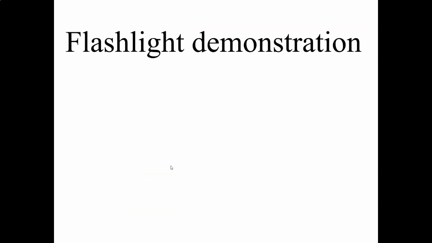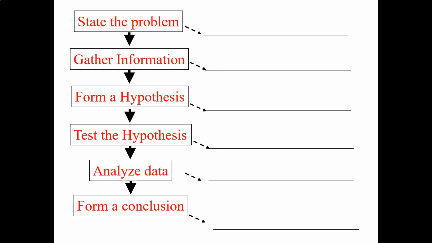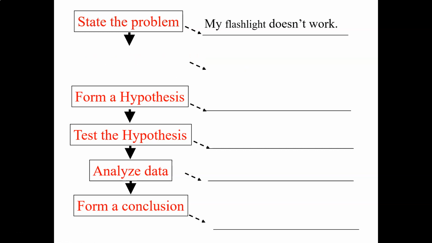And I do that because that's a very quick, concrete way of doing the scientific method. We stated the problem. What was the problem? My flashlight doesn't work. Gather information. Well, I did that by asking you guys. So you guys are flashlight experts. I asked you guys, although I could have done internet research or gone to the library or something along those lines. So I did do research.